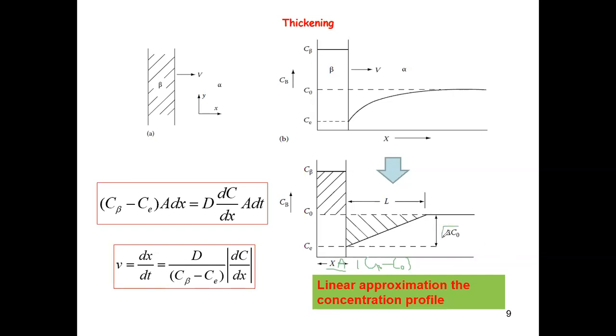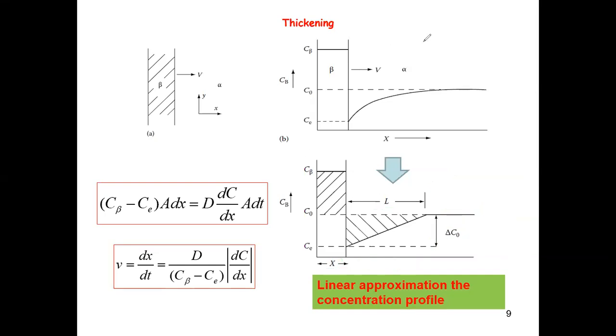We have a delta C naught, which is C naught minus CE, which is the height for the triangle. And we have this L, which is the bottom edge length, for example. So you can easily write down the area for this shape, which is a half times L times delta C naught. And then you multiply by the area A. So this is the total amount of solutes lost by the liquid, and these two are equal to one another. Basically the shaded areas are equal.